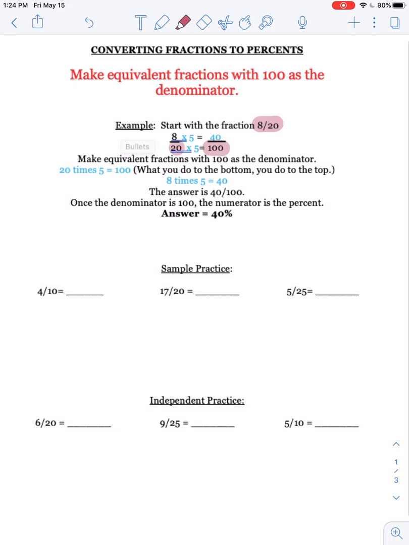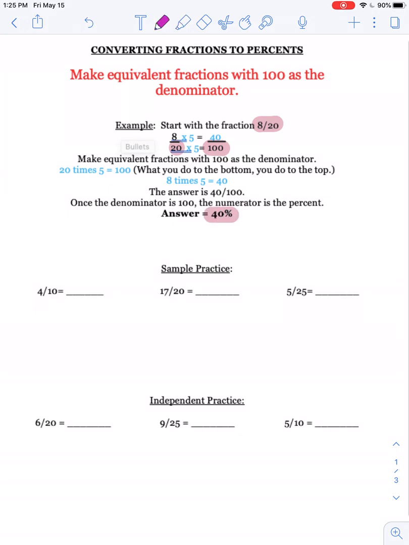So in this case, what we're doing is we're looking at 20, and how did 20 become 100? Well, we had to multiply by 5. So 20 times 5 is 100, and again, what we do to the bottom, we do to the top, so we have to take 8 and multiply that by 5 to get 40. So we get 40 over 100. So that is our answer as a fraction. Now, once it's a fraction and the denominator is already 100, the numerator becomes the percent. So our final answer here would be that 8/20 is equivalent to 40%.